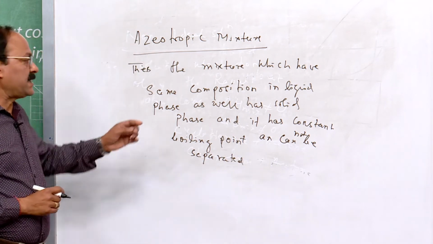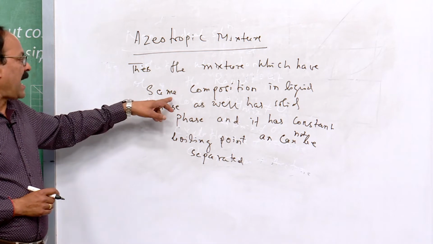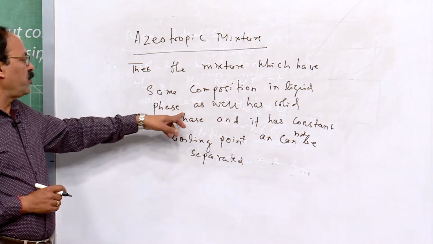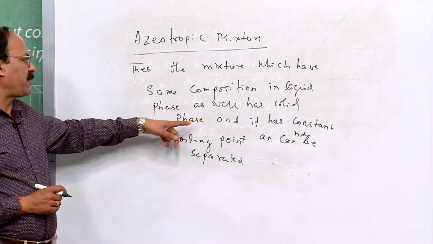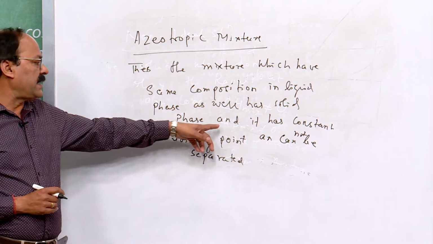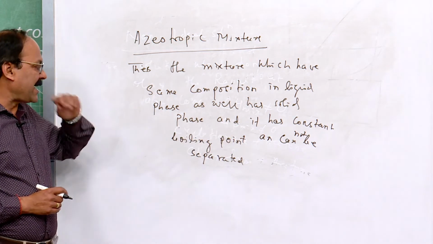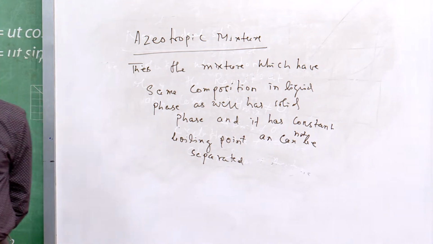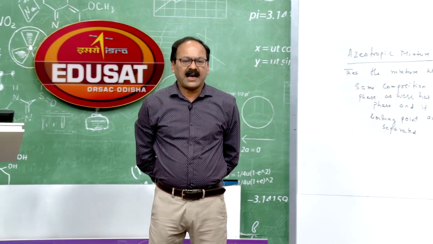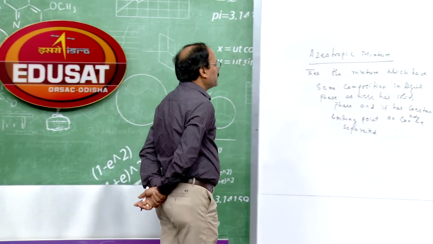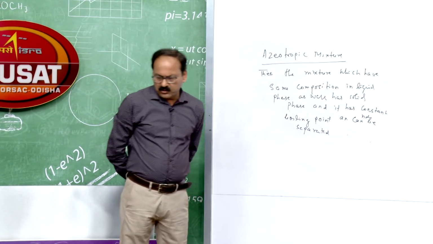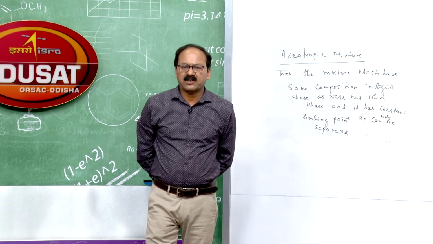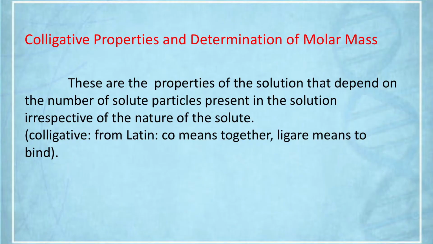So, the azeotropic mixture is the mixture which has the same composition in both phases, liquid phase as well as vapor phase. It has a constant boiling point and cannot be separated by fractional distillation, or by any other method used to separate mixtures. So, now we will go to the colligative properties.